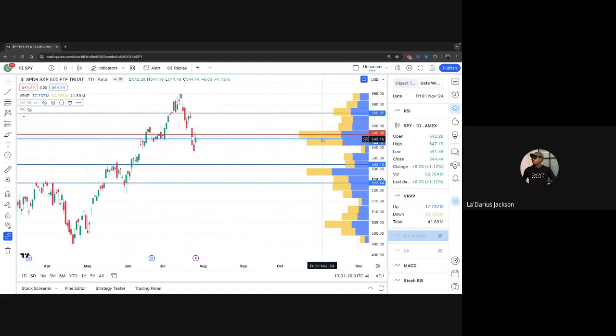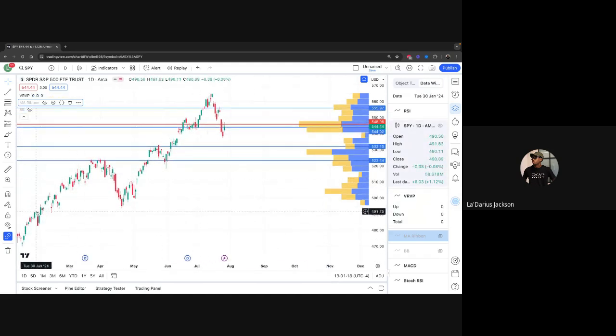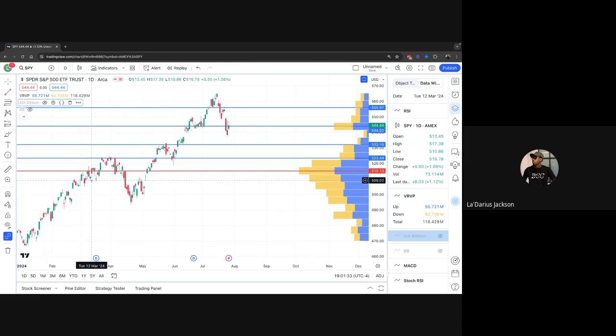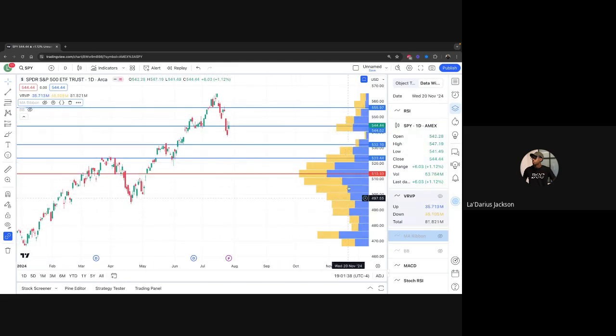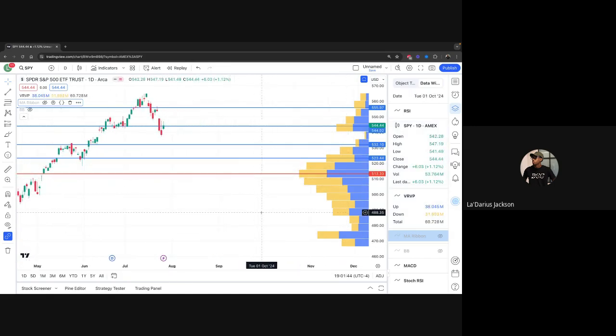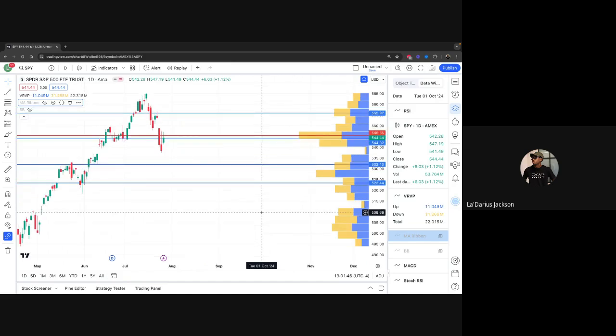Also, the VRVP adjusts itself based on how many candles you bring in. Again, this may be a little too advanced for a beginner trader, but if you can get this down, it's extremely helpful. So again, this is the visible range volume profile, so it's taking in whatever is visible. However many candles you have visible, it's going to give you the volume data on the right-hand side. You see I brought in more candles, it adjusts. If I take out some candles, give it a second, it's going to adjust, right?